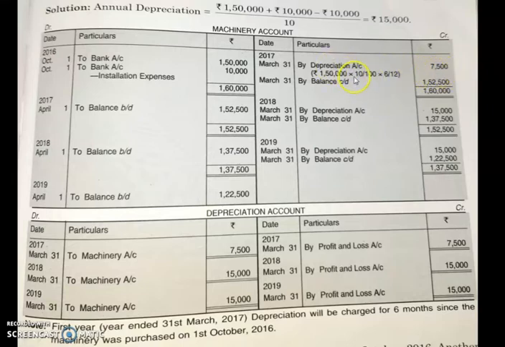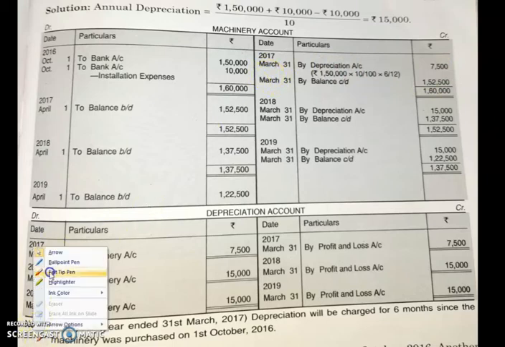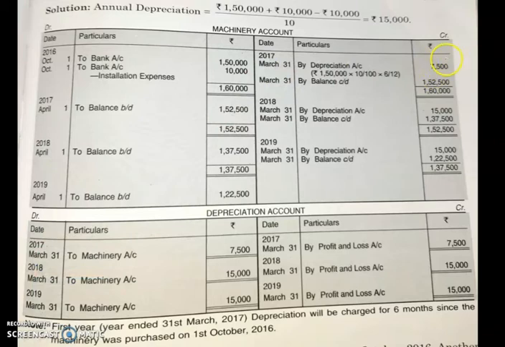So this is the depreciation you got for that machinery for 6 months. Now here you have to remember one thing. You have charged the depreciation on this. Now you have to close this account. You have to close this particular year.